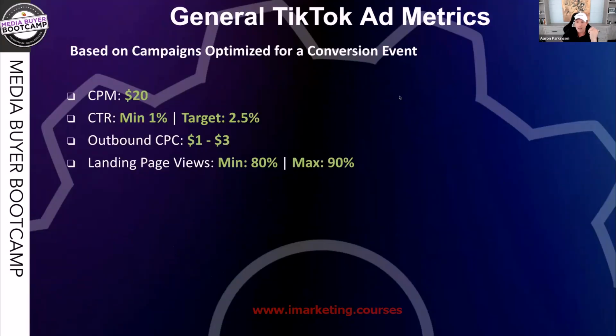So the next slide is general TikTok ad metrics, right? We find TikTok to be cheaper. So typically the CPM we're shooting for is $20. Again, the CTR is somewhere between 1% and 2.5%. We tend to see slightly higher click-through rates off of TikTok. It equates to a cheaper cost per click. We're usually in the $1 to $3 range. And again, just beating the same drum, landing page views, we want to see 80 to 90% coming through there.